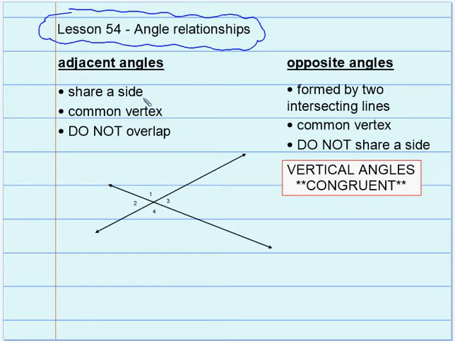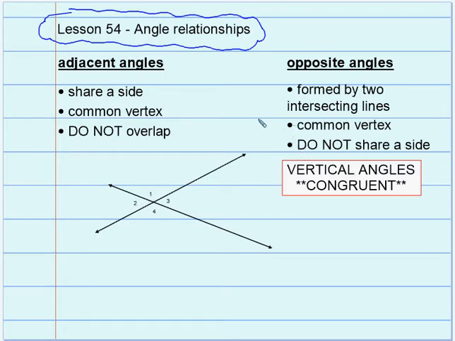Adjacent angles share a side, they have a common vertex, and they do not overlap. Opposite angles are formed by two intersecting lines, they have a common vertex, and they do not share a side. Okay, so the difference between adjacent and opposite angles is that one shares a side, one does not share a side.